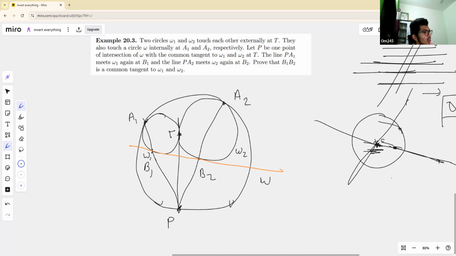So here, we know that PT is tangent, right? So what are the points where we can invert? We want this line, we want this common tangent, and B', B1 and B2. Does anyone have any idea about this?